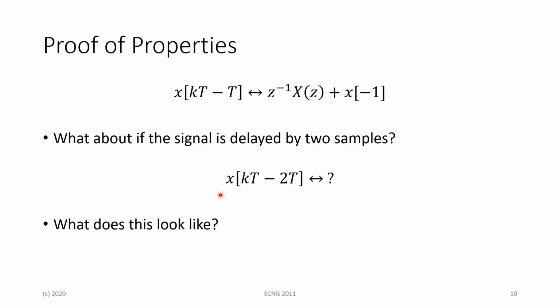Now let's observe what happens if we delay the signal by 2 samples, and what's going to be the relevant Z transform for this difference equation.